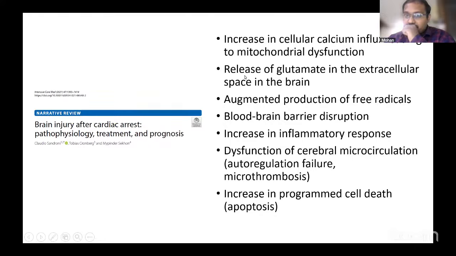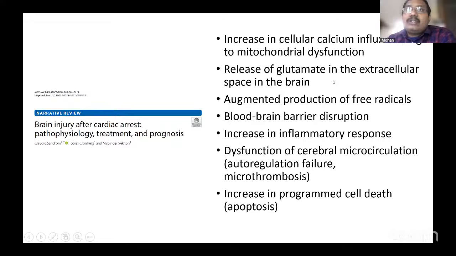Along with that, there is glutamate release into the extracellular space. Both of these cause additional problems. They cause neuroexcitotoxicity once reperfusion is established. Apart from this, when reperfusion is established, there is also augmented production of free radicals and blood-brain barrier disruption. Once the blood-brain barrier disrupts, a lot of inflammation comes inside the brain. With all of this happening, there is also dysfunction of cerebral microcirculation, with variable degrees of cerebral autoregulation failure and microthrombosis.